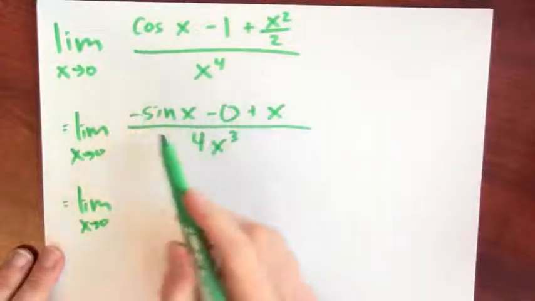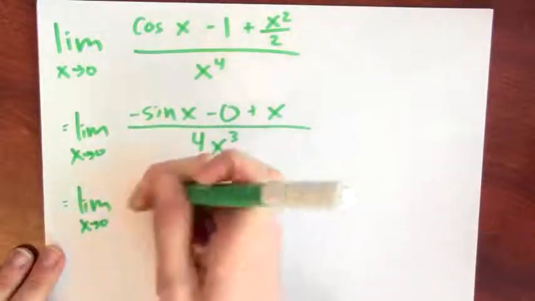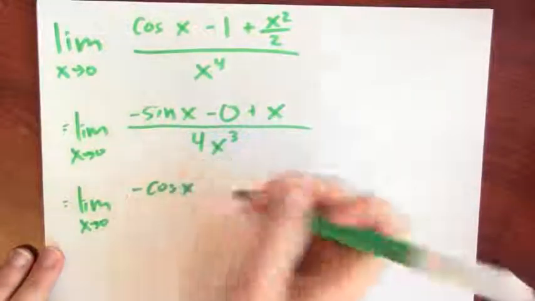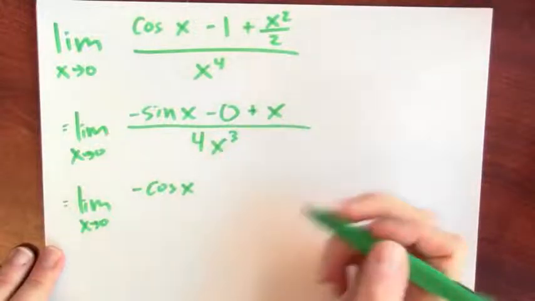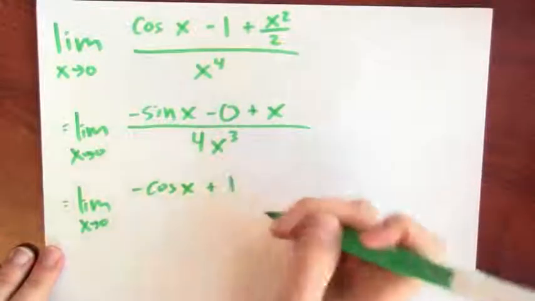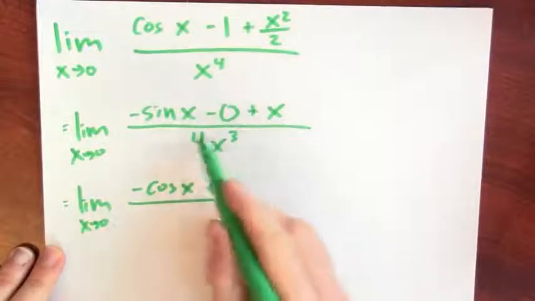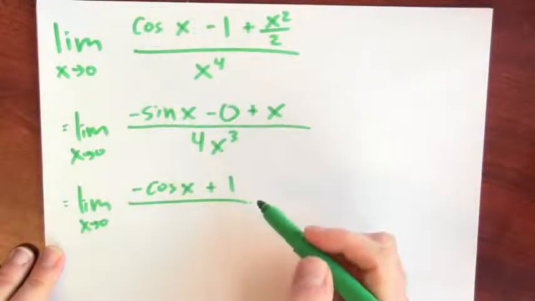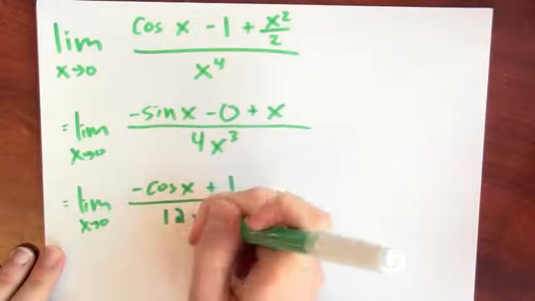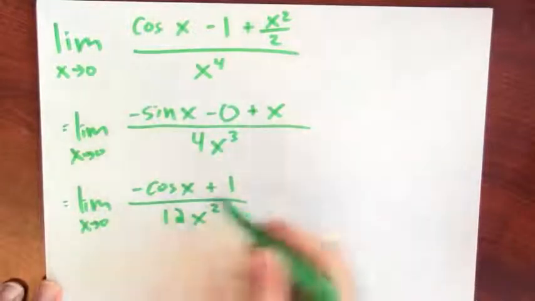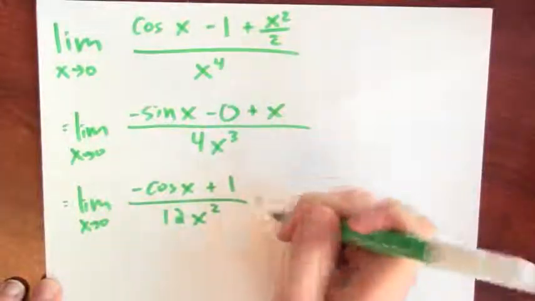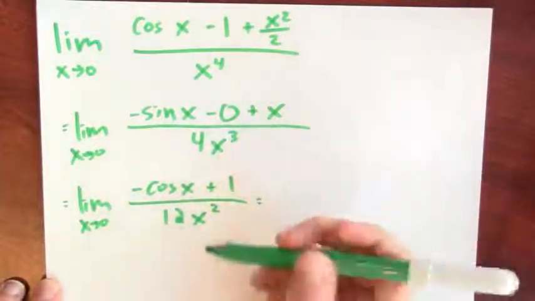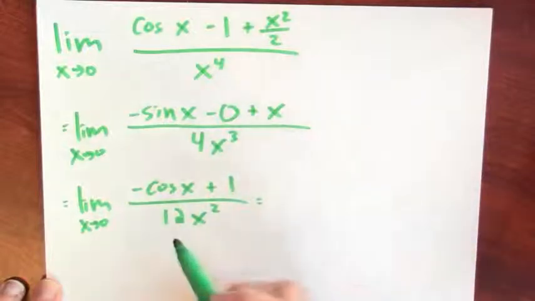So the derivative of the numerator is, well, what's the derivative of minus sine x? That's minus cosine x. I don't need to worry about that minus 0. What's the derivative of plus x? Well, that's plus 1. And I'm going to divide by the derivative of 4x cubed, which is 12x squared. Now, what's this limit? Well, again, this is a situation where the limit of the numerator and the limit of the denominator are both 0, so I can apply L'Hopital again to evaluate this limit.